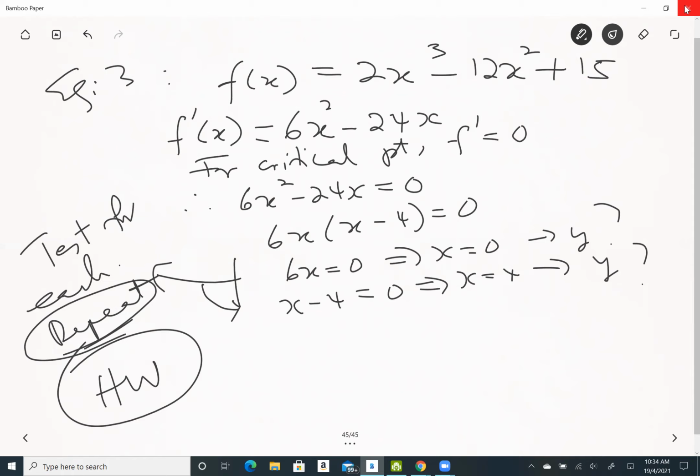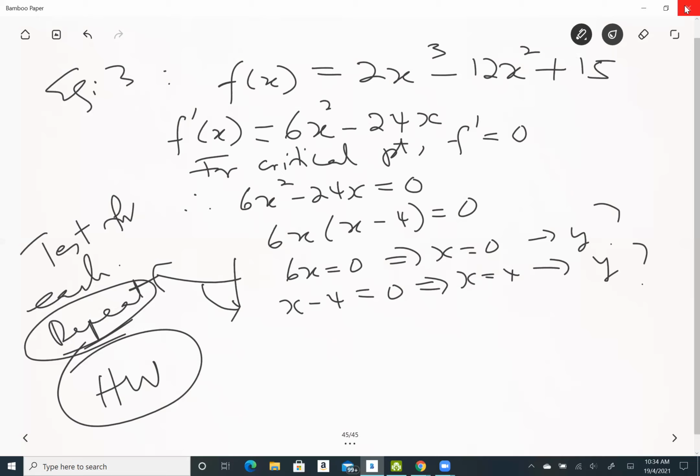So that will conclude the second derivative test. Any question? So next, okay, I give you a few homework questions. I would like you to do those questions. So now we dissect the application. For application, we look at the book. Okay, look at the book.